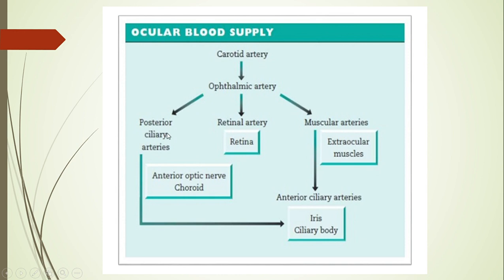The posterior ciliary and the anterior ciliary arteries form the major component of the choroid, the middle vascular coat. The retinal artery passes into the retina and the optic nerve, and it also gives branches to the choroid. The anterior ciliary artery supplies the iris and the ciliary body. So this is the blood supply.